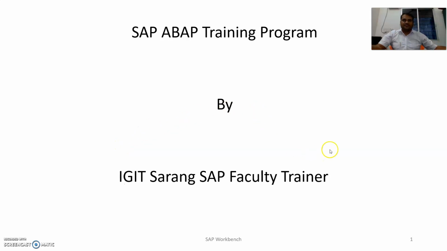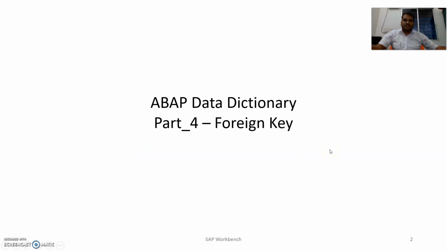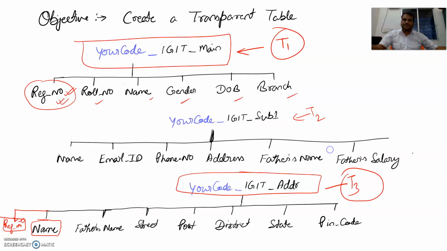Welcome to the SAP ABAP training program. In this video, we are discussing the foreign key, which is a part of the ABAP data dictionary. This is the fourth video.